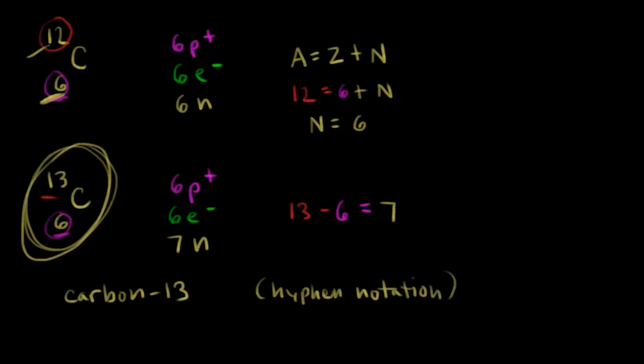All right, let's do one more example here. Let's do one that looks a little bit scarier. So let's do uranium. So U is uranium. The atomic number of uranium is 92. The mass number for this isotope is 235. So how many protons, electrons, and neutrons in this atom of uranium? So once again, for protons, we look at the atomic number. That's 92, so there must be 92 protons. In a neutral atom, the number of electrons is equal to the number of protons, so there are 92 electrons.